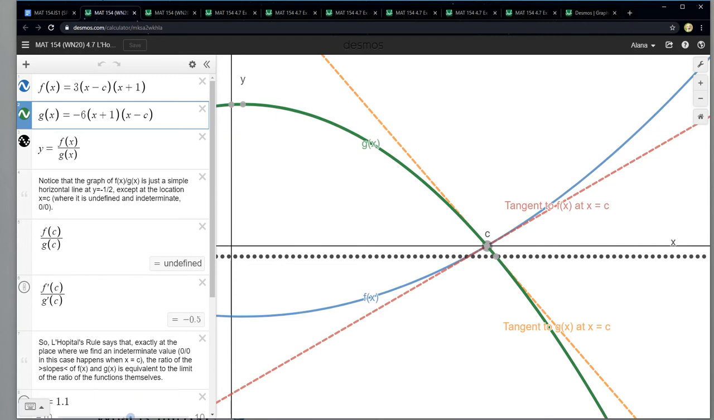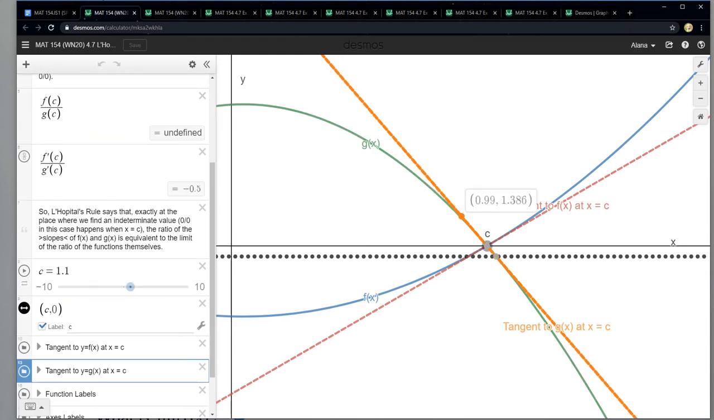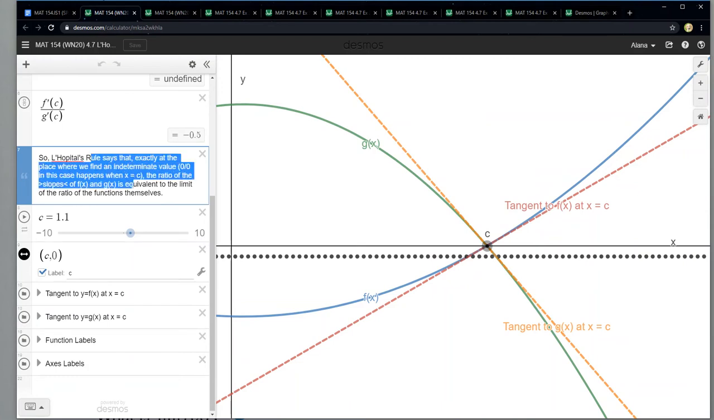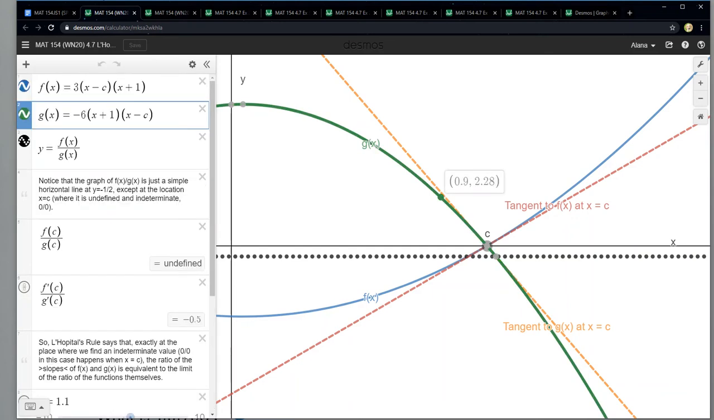But what if I took the slope of this line and the slope of this one, the slope of f, right, tangent to f at c? So that's f prime at c. And then I took g prime right here, the slope of this line, and I divide those, right? Then that would work. And I wrote that right here. L'Hopital's rule is saying that the ratio of those slopes of those lines is equivalent to the ratio of the functions themselves. See how the curve is coming through here?